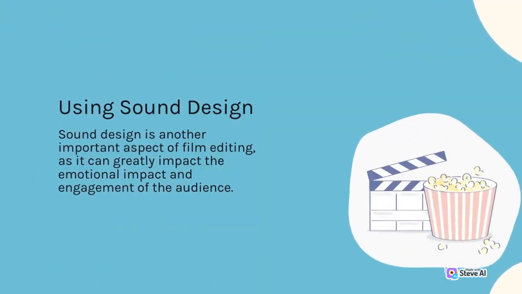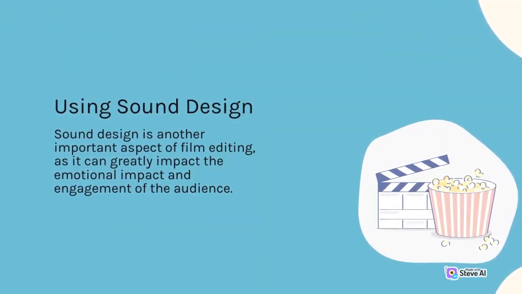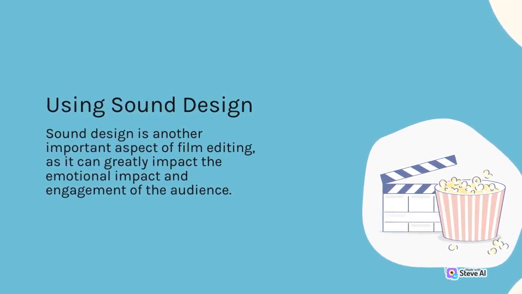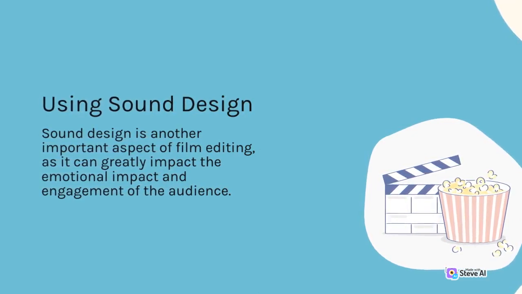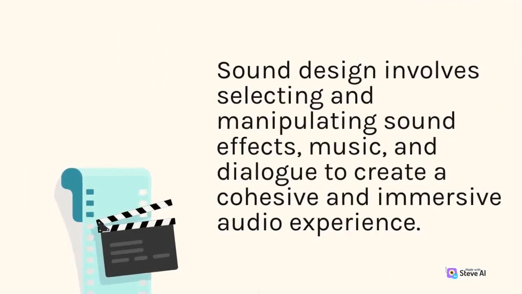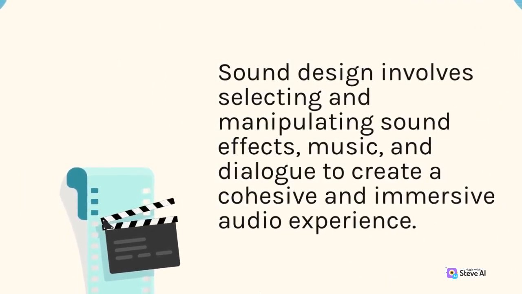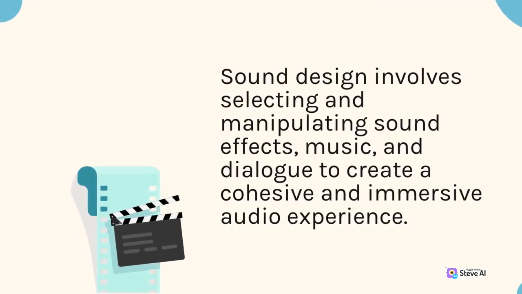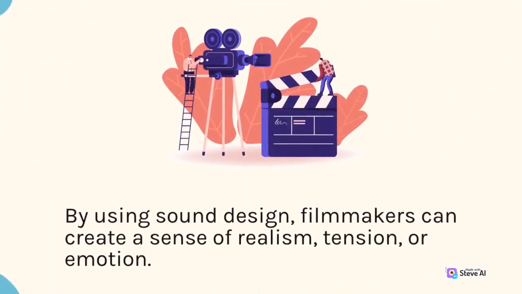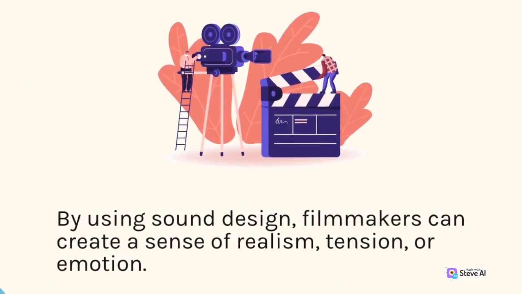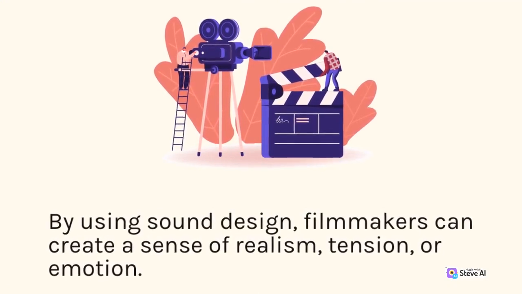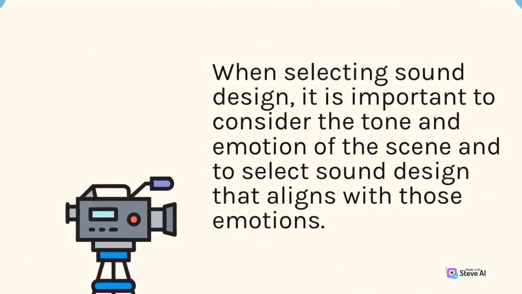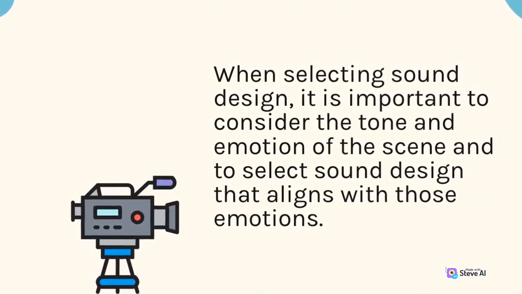Using sound design. Sound design is another important aspect of film editing, as it can greatly impact the emotional impact and engagement of the audience. Sound design involves selecting and manipulating sound effects, music, and dialogue to create a cohesive and immersive audio experience. By using sound design, filmmakers can create a sense of realism, tension, or emotion. When selecting sound design, it is important to consider the tone and emotion of the scene and to select sound design that aligns with those emotions.